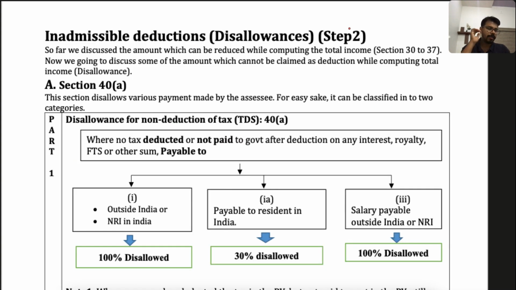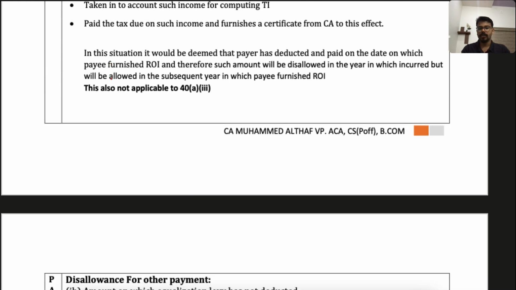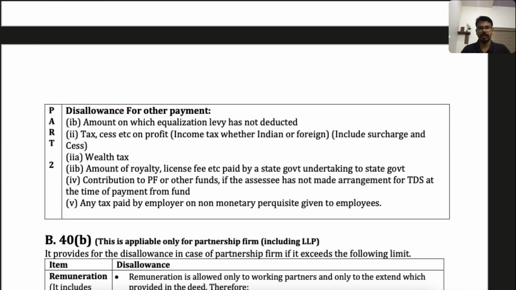Another amendment they have brought in is in section 40A, which talks about disallowances regarding non-deduction of taxes, etc., right? There we had disallowances for other payments like income tax, and cess, etc. on profit. That means income tax is disallowed. So what is the amendment they have brought in? It's not an amendment, it's a clarification. As if we don't know, they're saying that tax includes surcharge and cess.